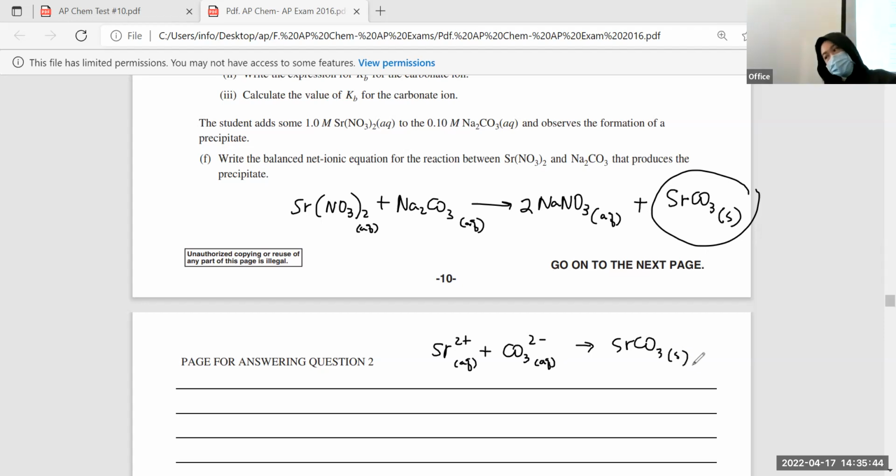Because remember, everything else is going to be a spectator ion. Spectator ions are not actually involved in the reaction. So if I did write out my total ion reaction, they would cancel out anyways. Right, so there you go. 1 point.